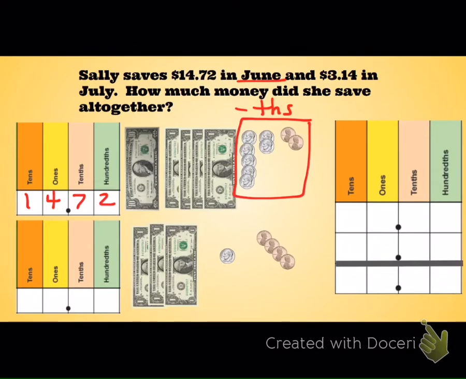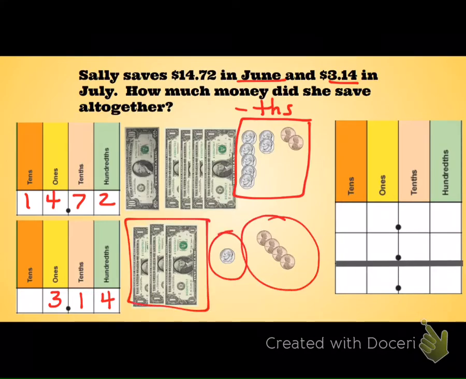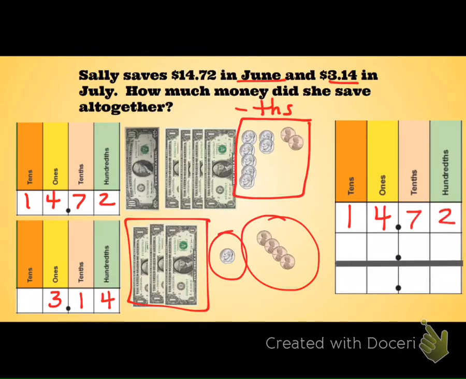In July, she saved $3.14. So let's go ahead and write $3.14. It's modeled over here. We got 3 wholes, we got 1 dime, we have 4 pennies. So let's go ahead and put these together, and we can add them together as an algorithm. So in June, she saved $14.72. And in July, she saved $3.14, and they want to know how much did she save altogether.